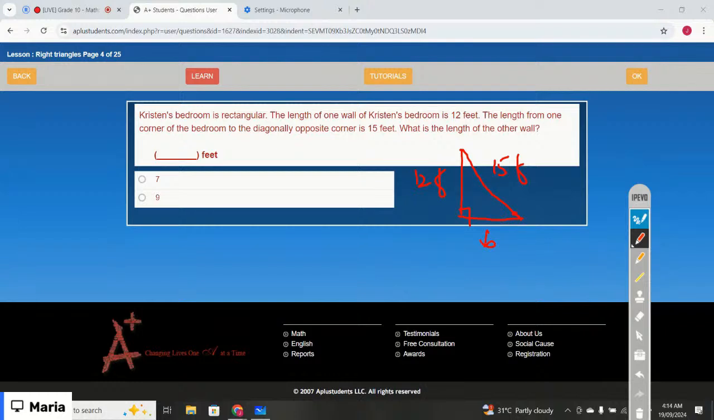So let's just calculate the value. C square equals B square plus A square, that is 15 square equals 12 square plus A square. So subtract 12 square from the other side, that is 225 minus 144. 81 it is, right? Then A equals 9. So that means the length of the other wall is 9 feet.